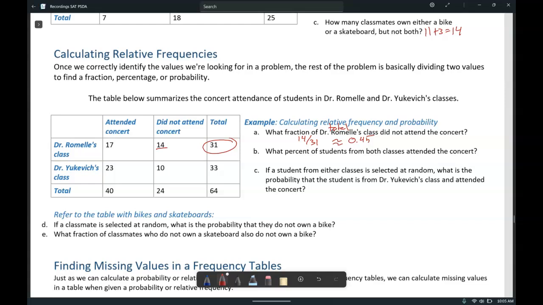Then we want to look at what percentage of students from both classes attended the concert. So again, we look at the total, which is both classes, and then how many of them attended the concert. So here we're looking at the total of both classes, which is 64, and how many of them attended the concert.